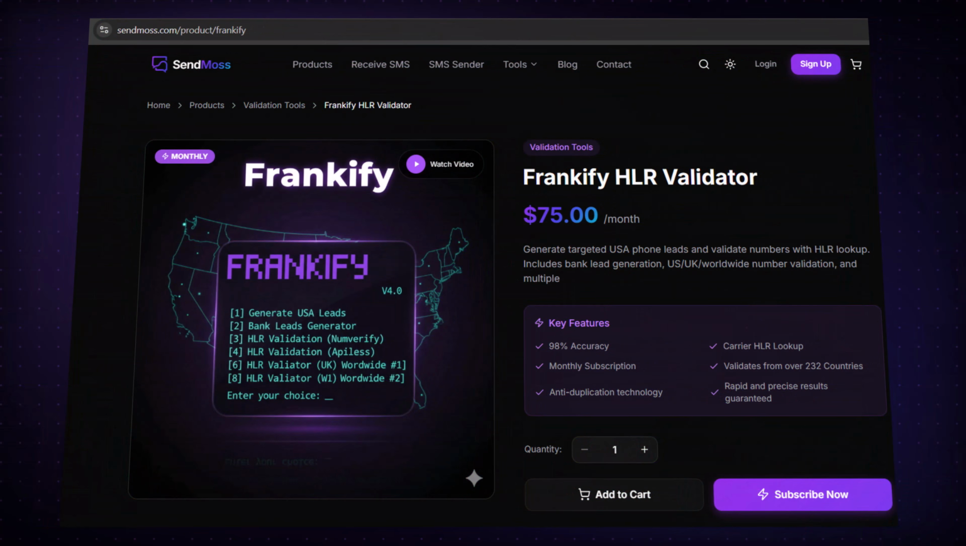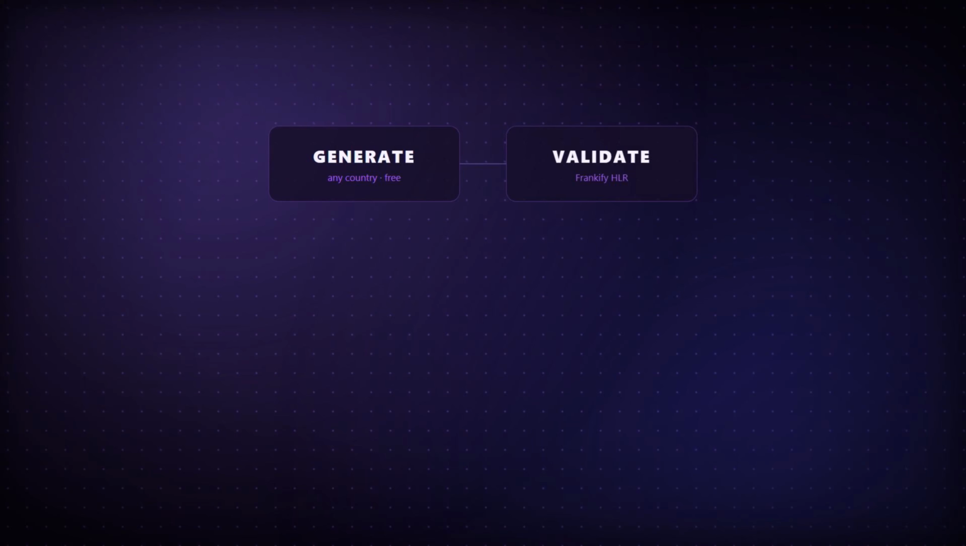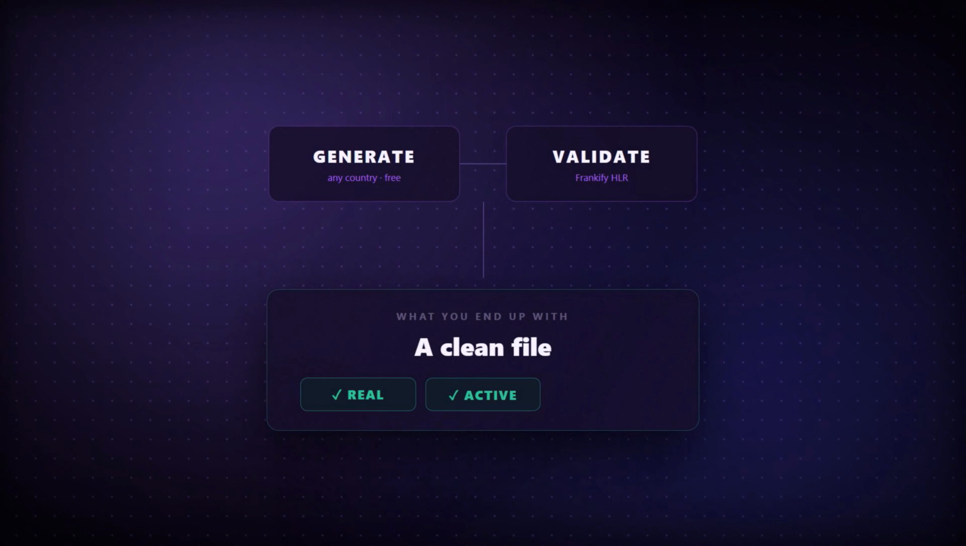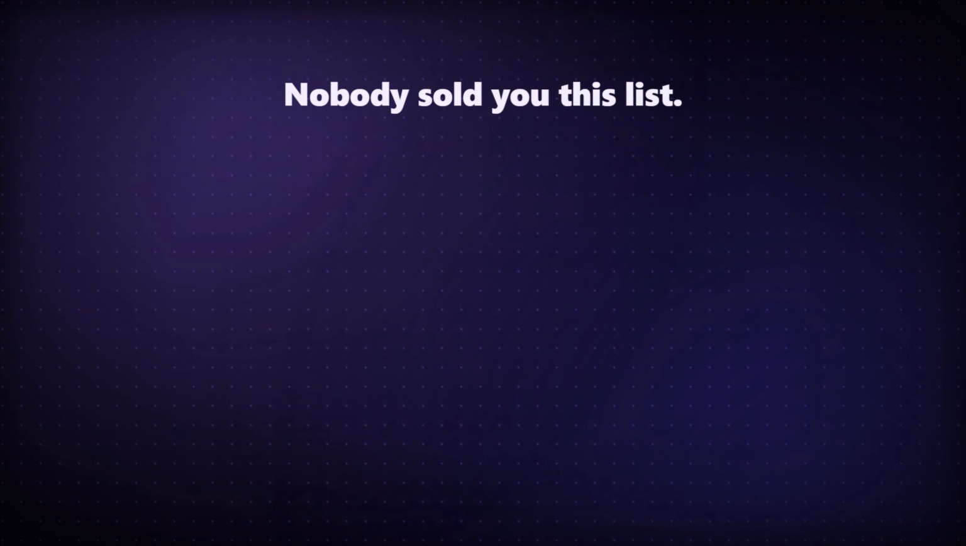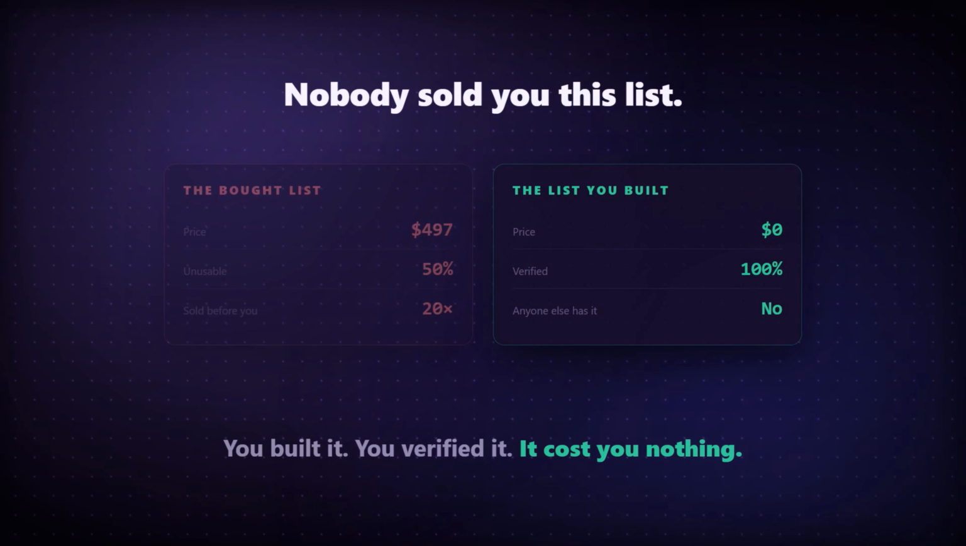So in this video, I'll show you how to generate your own phone number leads for any country, completely free, then validate them with FRANKIFY. So what you're left with is a clean file where every single number on it is real, active, and wireless. And that's a list nobody sold you. You built it yourself, you verified it yourself, and it didn't cost you a thing to make.